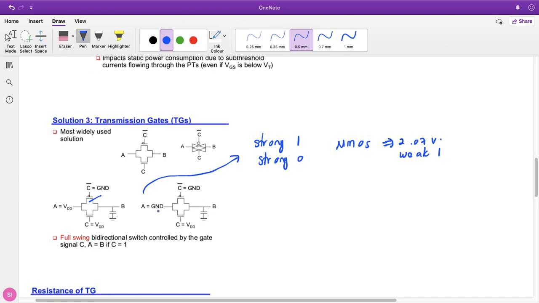So this is another example. When A is 0, VDD is set to the control line C, and this one becomes 1. So this transistor's ground is connected to the PMOS, and VDD is connected to this control line C of the NMOS. So for this example, it will give you a strong 0 instead of providing a weak 0.